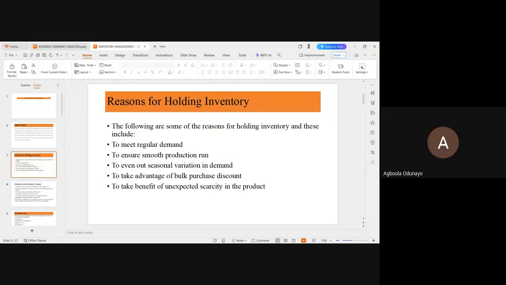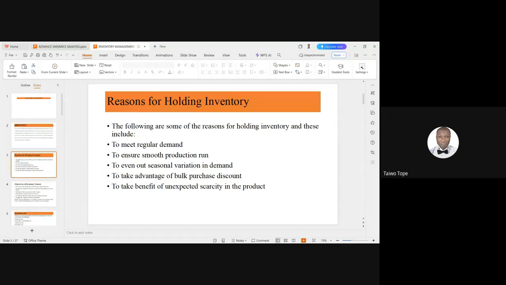Precautionary motive. Very good. So also when it comes to inventory, you ask yourself, why should I hold inventory? Number one is to meet regular demand, so that you always have stock to give to your customers. But when you don't have a proper inventory policy, you definitely run out of stock.